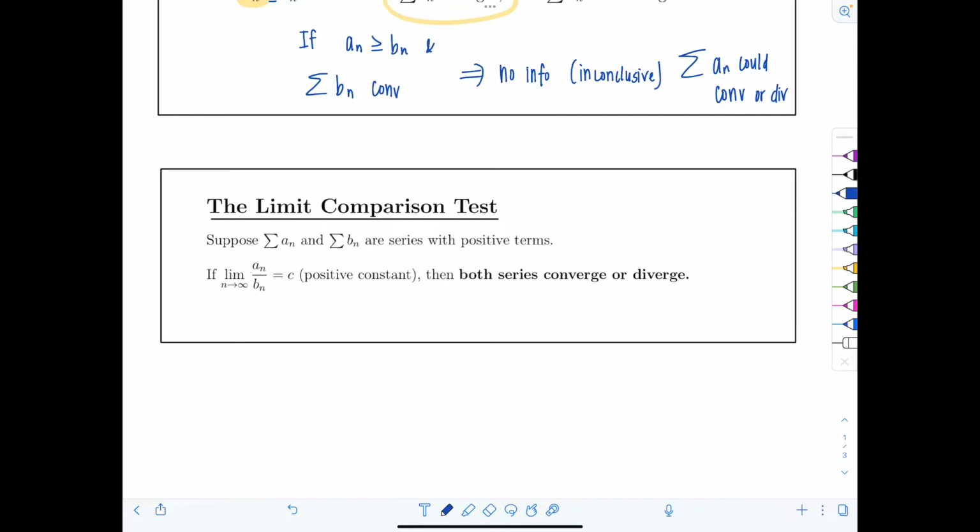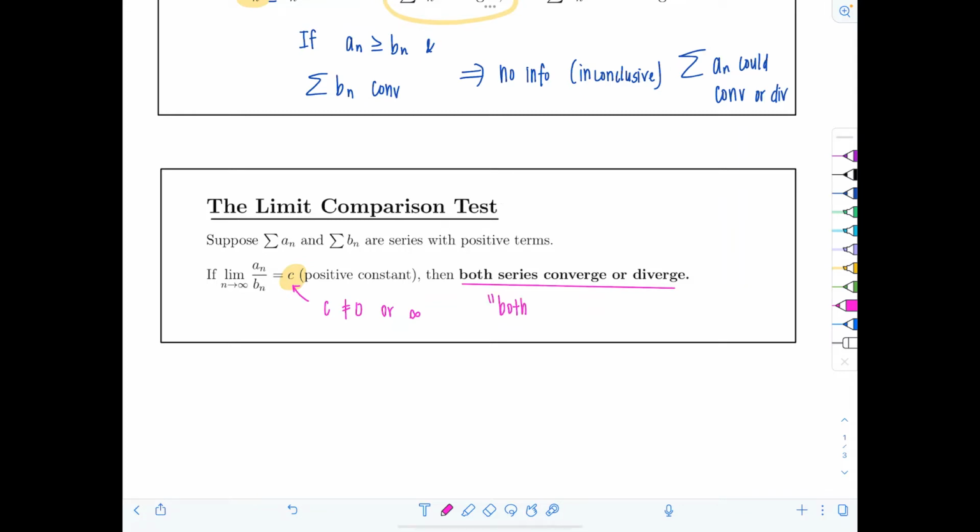So you have two series and they have to have positive terms, and you look at the limit as n approaches infinity of the ratio of An over Bn. And if that limit exists as a positive number, okay, so that limit, we're going to call it C. C has to be positive. So it can't be 0. That's a big deal. And it also can't be infinity. If that's the case, if C is just some number, you don't care what number, just not 0 or infinity, then both series behave the same. They either both converge or both diverge.